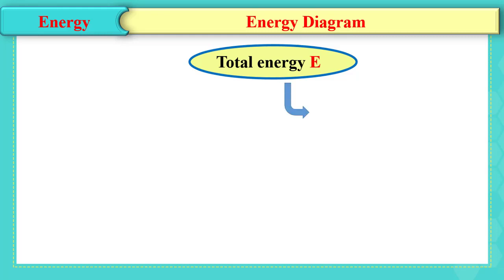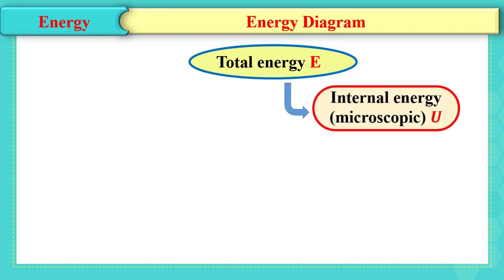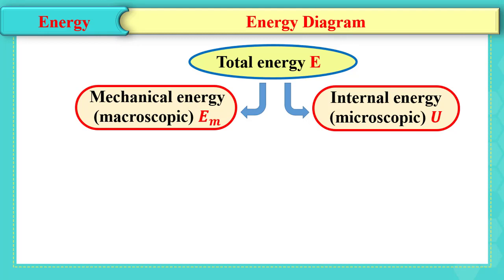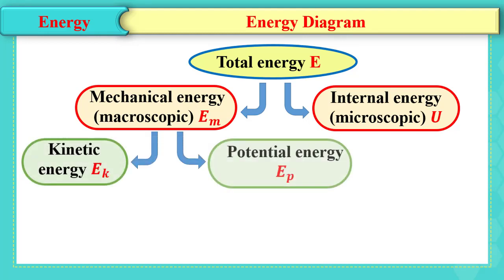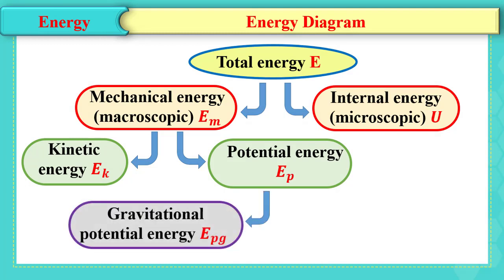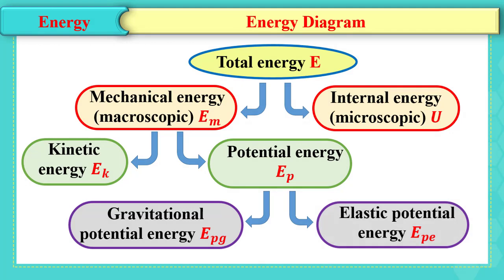We can say that the total energy is the sum of internal energy, the microscopic, and the mechanical energy, the macroscopic. The macroscopic one is the sum of kinetic energy and the potential energy, while the potential energy has two forms, the gravitational potential energy and the elastic potential energy.